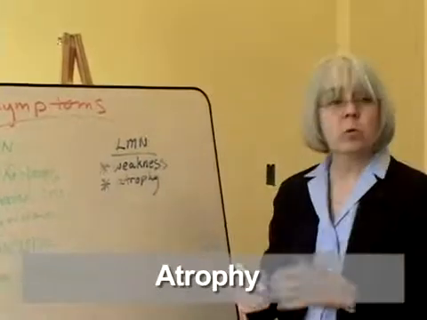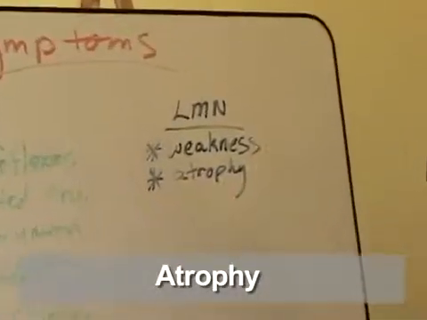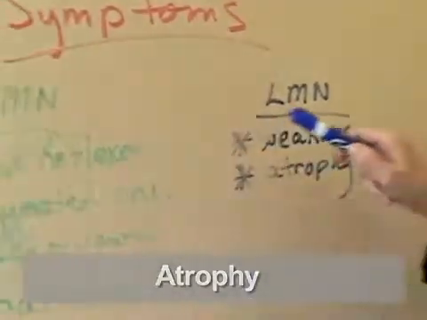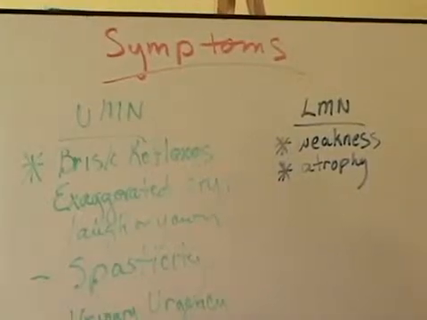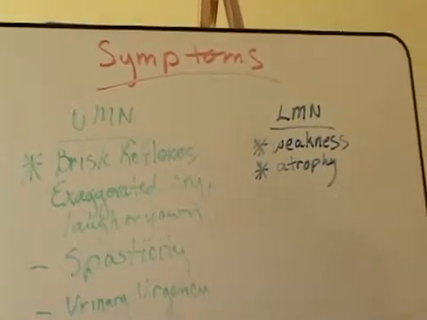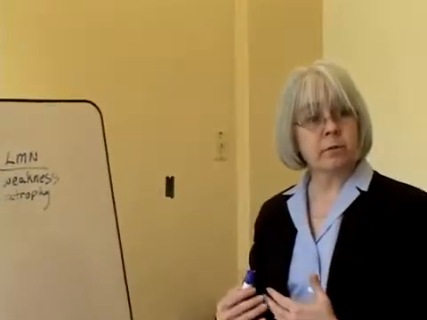There's atrophy or withering of the muscle. So if you have brisk reflexes, weakness, and atrophy, then there's a high probability that you might have ALS. But it also comes with other symptoms.